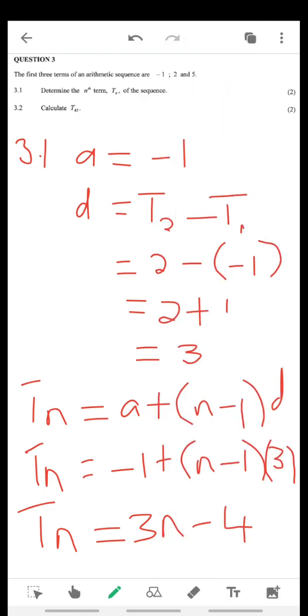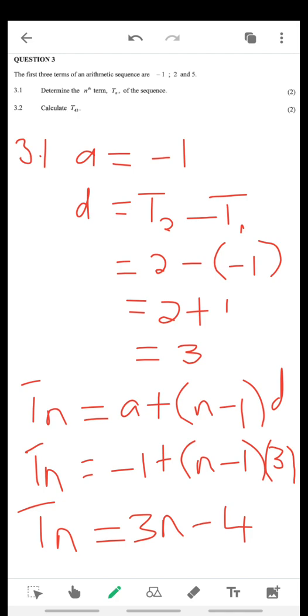The first 3 terms of an arithmetic sequence are, now they give us numerical values, -1, 2, and 5. Determine the nth term. What is the nth term? Tn, you remember, of the sequence. This is arithmetic. So my a is -1. How do I find d? I said t2 minus t1, which is 2 minus -1, and my d being 3.